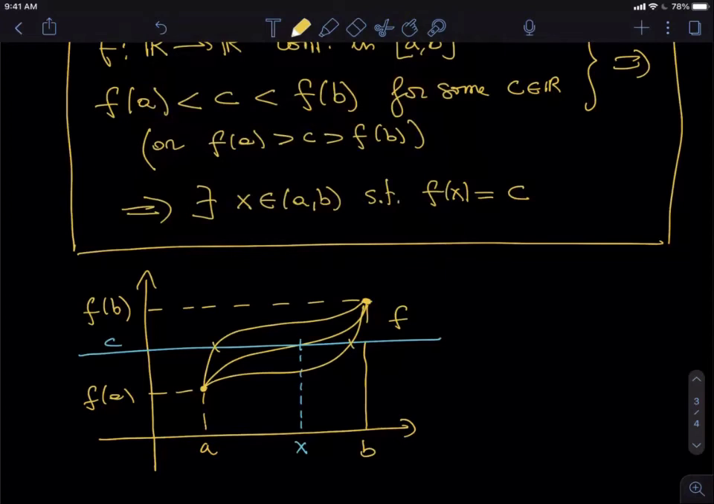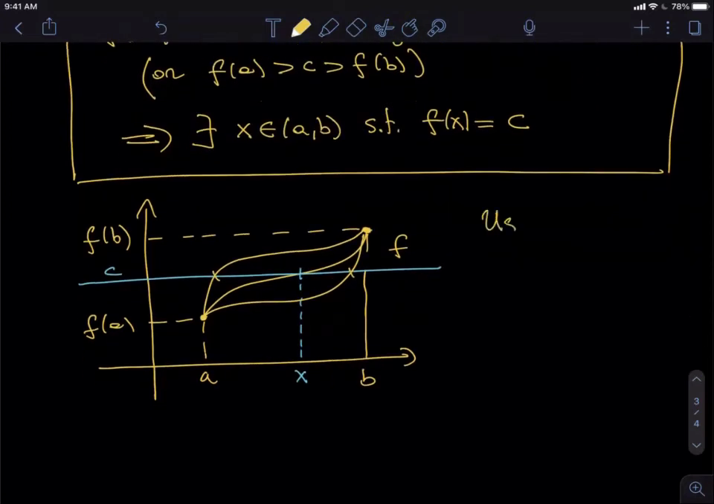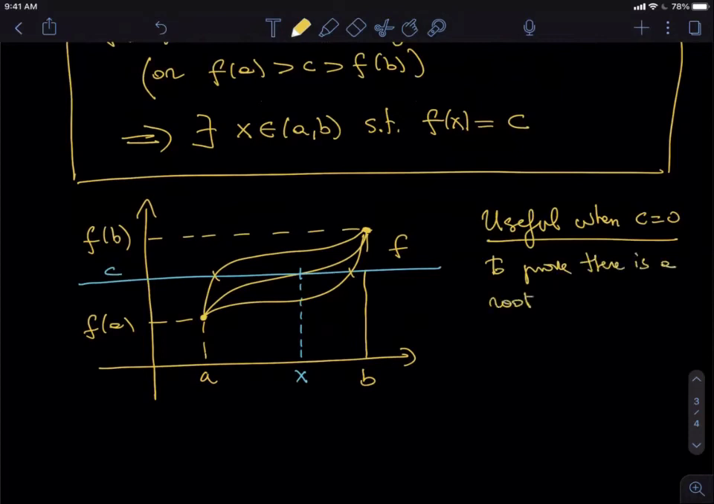Okay, and this is very useful actually when c is 0, to prove that there is a root, well, you don't say a root, a 0, of f of x equals 0 in AB.